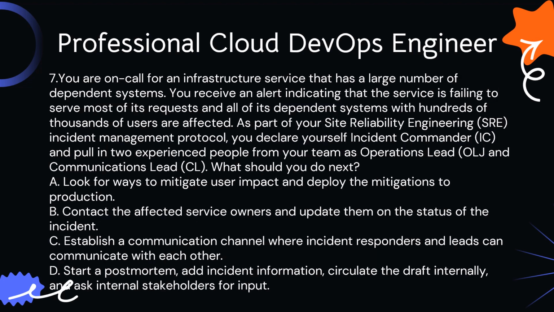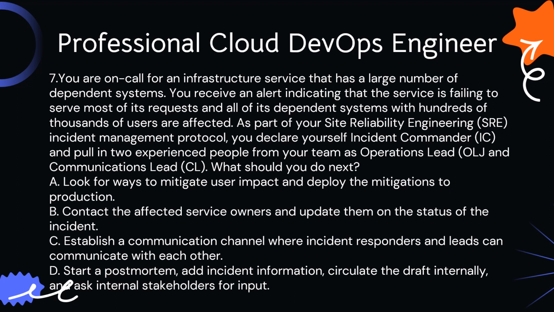7. You are on call for an infrastructure service that has a large number of dependent systems. You receive an alert indicating that the service is failing to serve most of its requests and all of its dependent systems with hundreds of thousands of users are affected. As part of your site reliability engineering (SRE) incident management protocol, you declare yourself Incident Commander (IC), and pull in 2 experienced people from your team as Operations Lead (OL) and Communications Lead (CL). What should you do next?